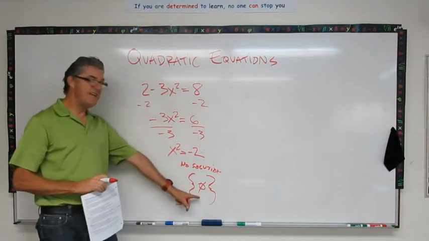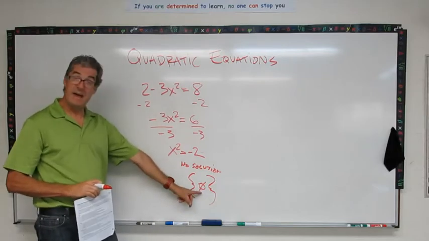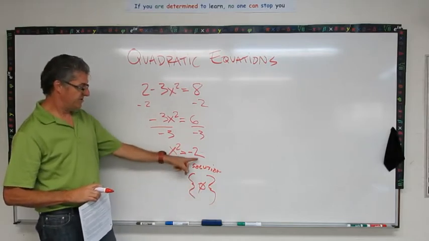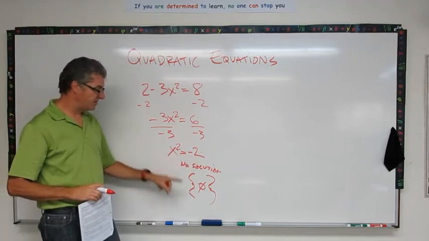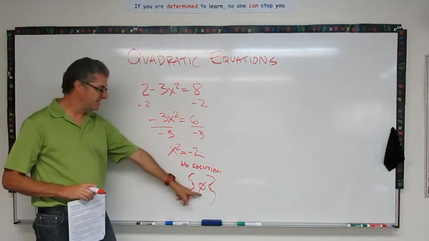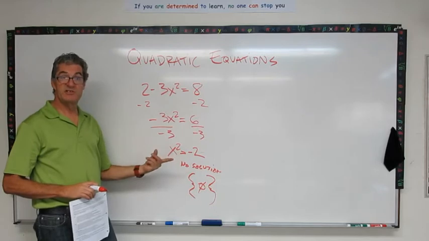This is the null set. It's the set of numbers that's empty, okay? Because there's no solutions for this equation, so the answer is the null set. You might see that from time to time. No solution is just fine.